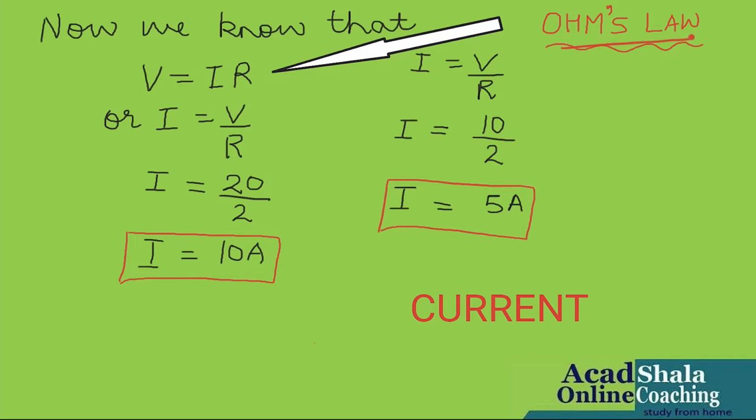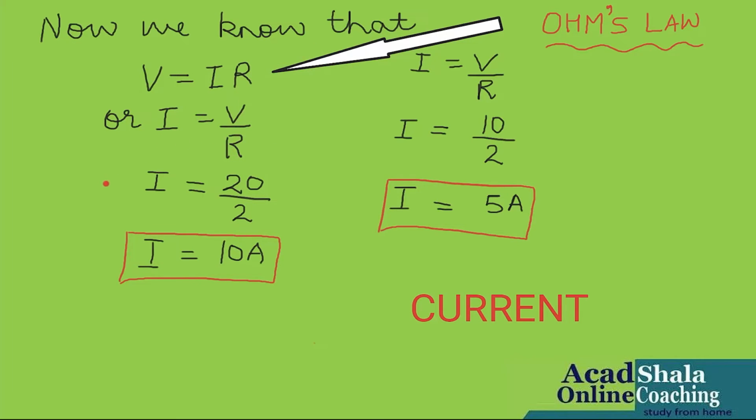Now, according to Ohm's law, we know that V is equal to IR. Very nicely, we know it. We are clear with our concepts. Or we know that current will be V upon R. That means we can take out this formula from our previous formula V is equal to IR. So now current is equal to V upon R.